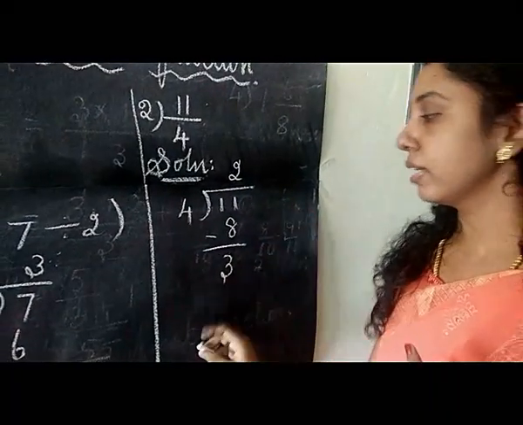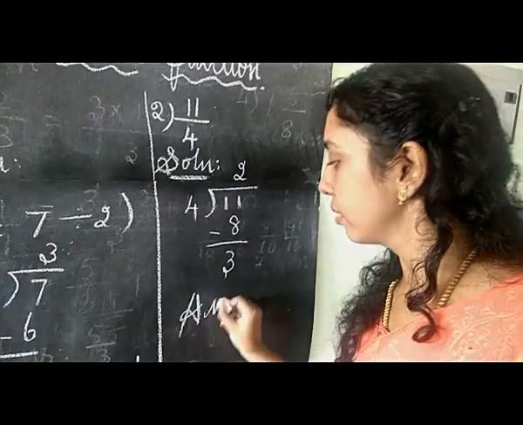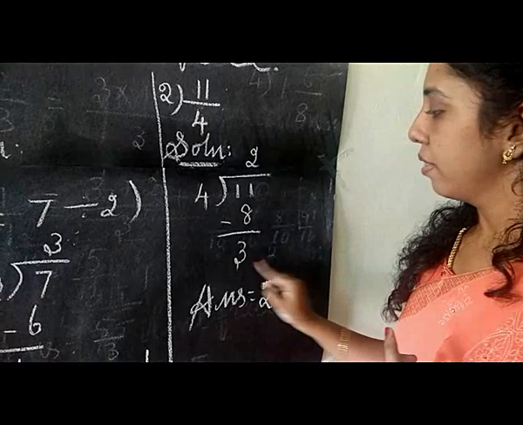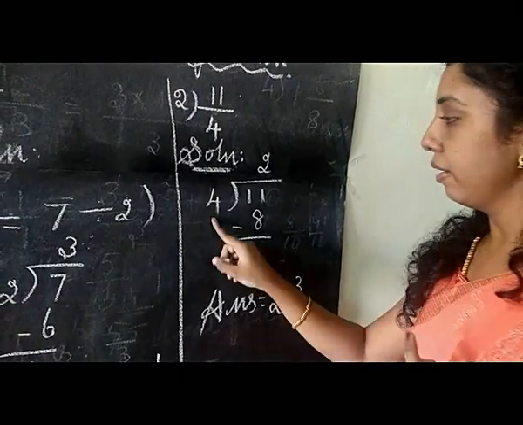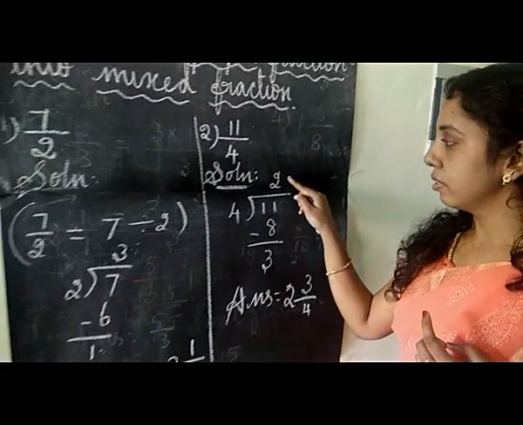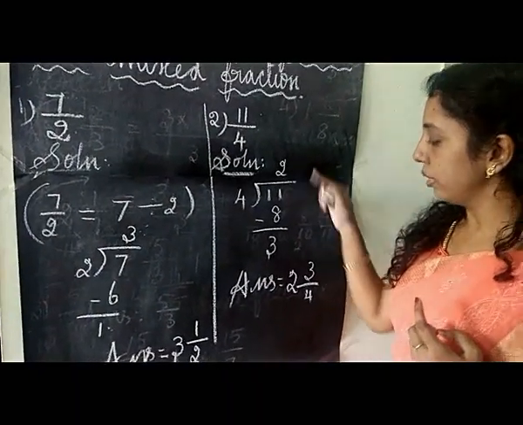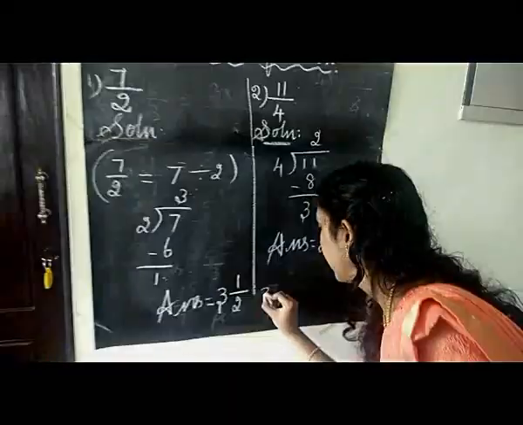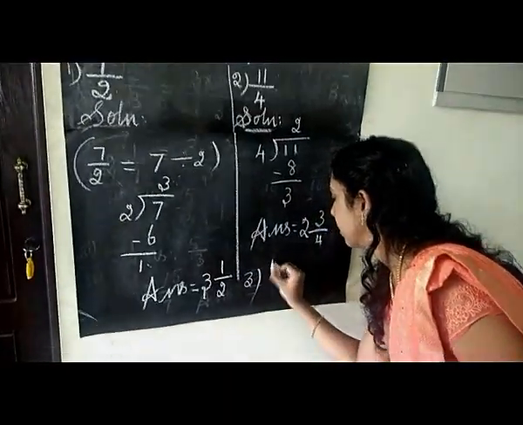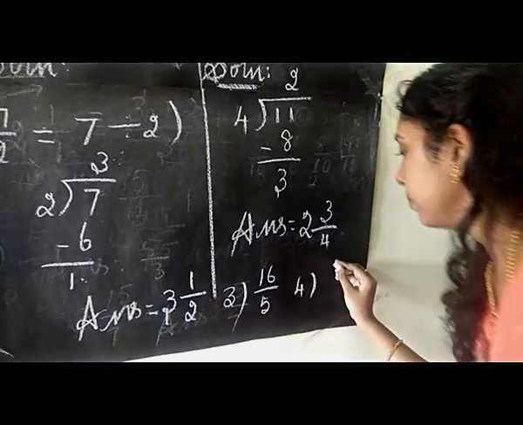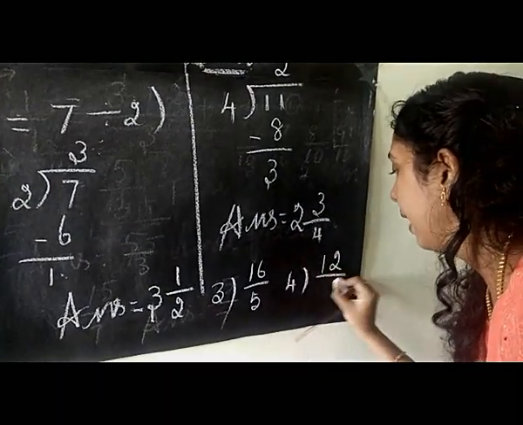How can you write the answer? Answer equal to 2, 3 divided by 4. Be careful when you write. This is the whole number 2, its numerator and its denominator. Have that assignment: 16 by 5 and 12 by 8.